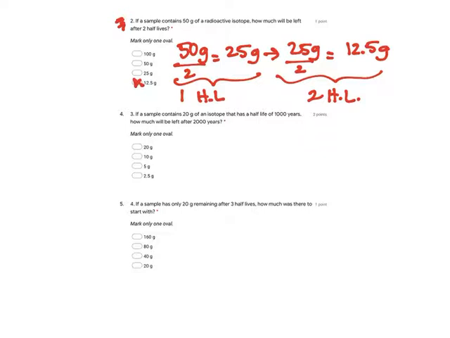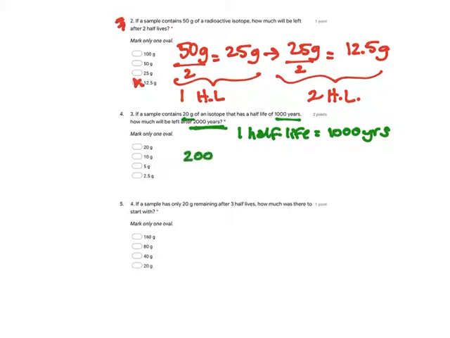Let's do number 3. If a sample contains 20 grams of an isotope that has a half-life of 1,000 years, how much would be left after 2,000 years? A way in which I like to approach this problem is first figure out how many half-lives have passed. We know that 1 half-life is equivalent to 1,000 years. And this question is asking how much of the sample would remain after 2,000 years. So you could probably do this math in your head, but it's good practice when we get to more advanced problems to show your work.